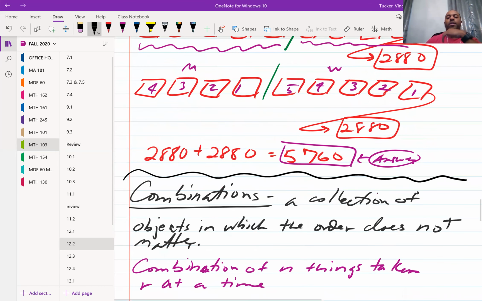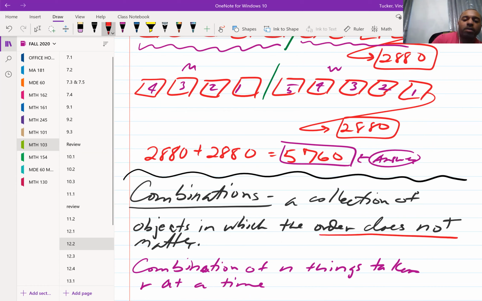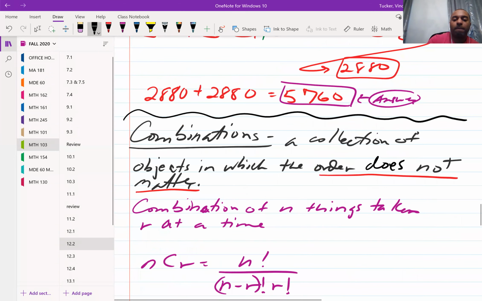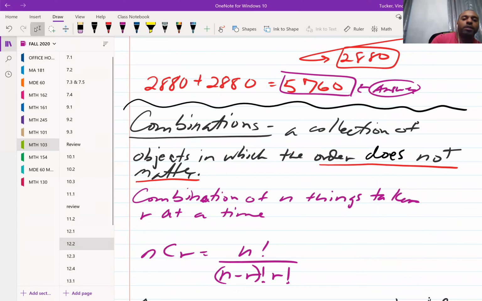So combinations: a collection of objects in which the order does not matter. I think I want to write that better. So remember, for permutation, the order did matter. For combination, the order does not matter. So the formula for combinations is going to be similar, but it has this extra r factorial down here that the permutation didn't have.